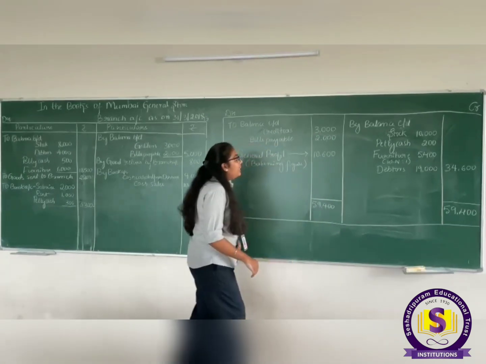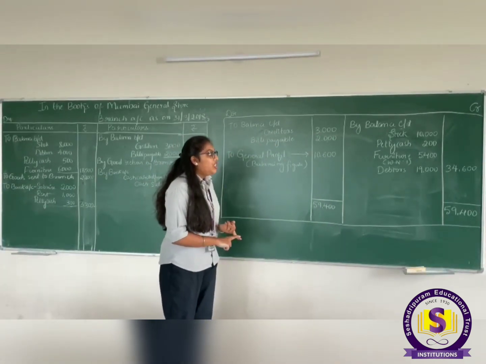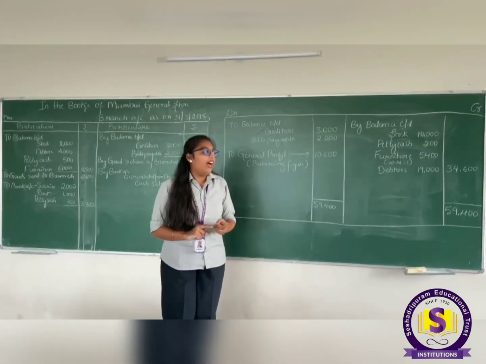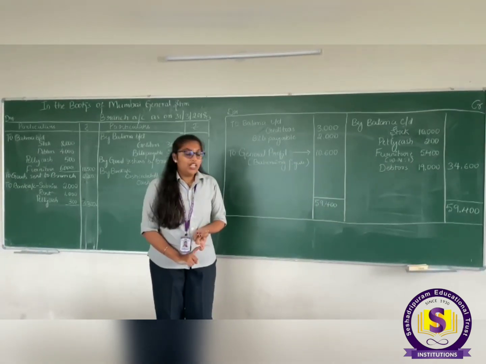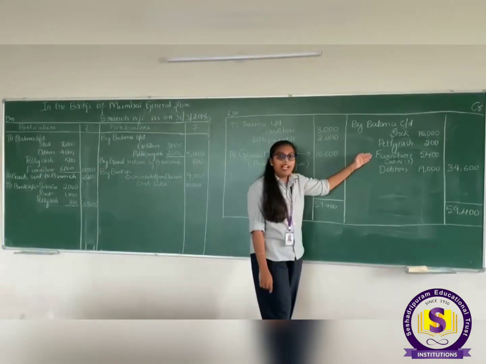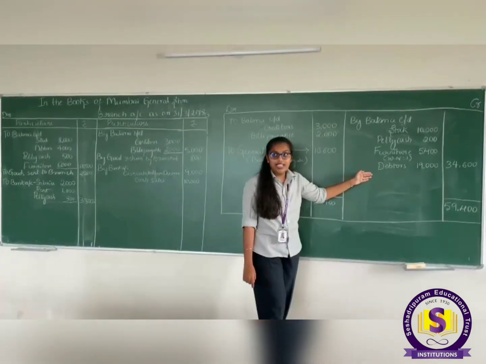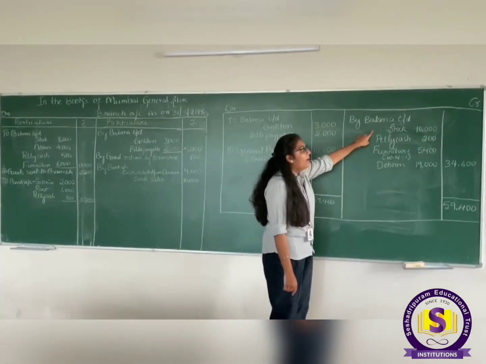In the question, they had given the stock and petty cash, but they had not given the furniture and the debtors amount. So we calculated them in the previous working note and found the closing balance of the furniture as well as the debtors. Then the stock closing by expenditure.